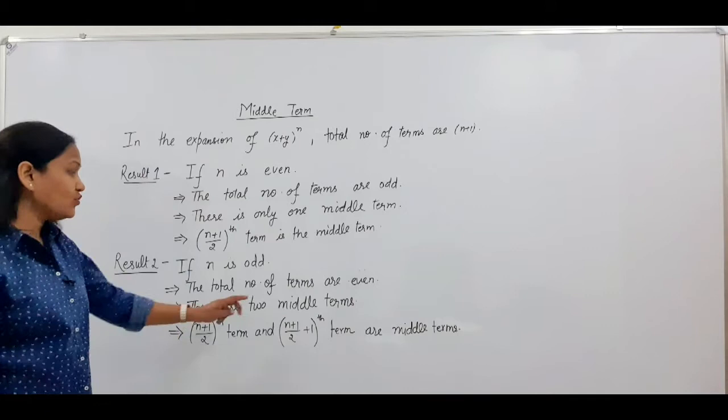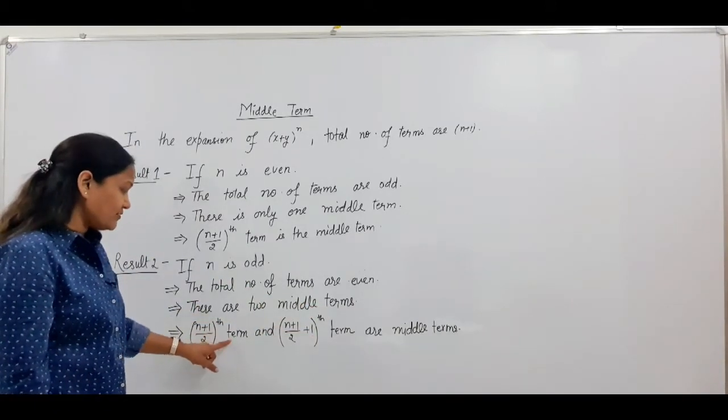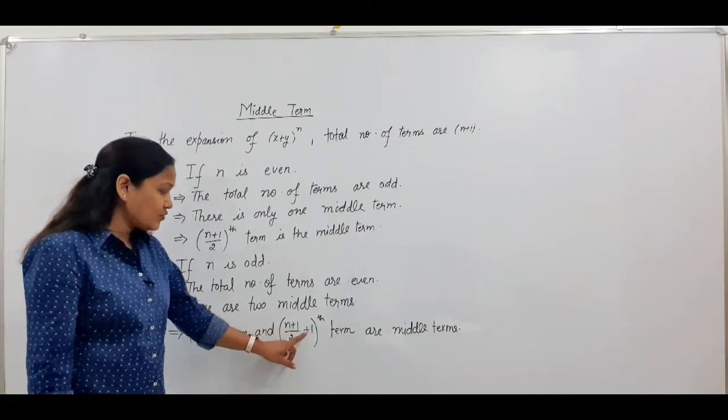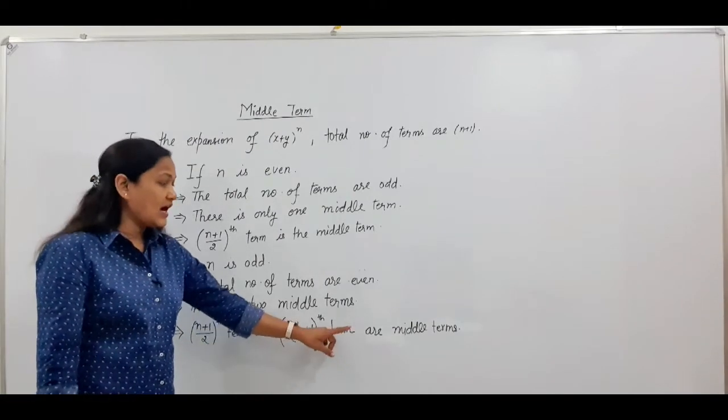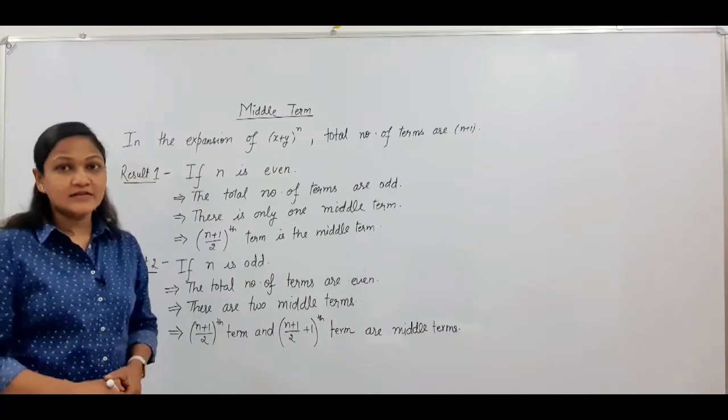So there are two middle terms, and what are they? The (n plus 1) upon 2th term and the (n plus 1) upon 2 plus 1th term are the middle terms. Let's take some examples on middle terms.